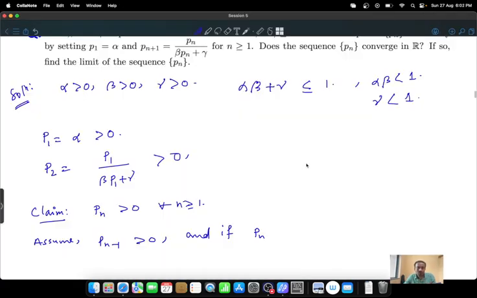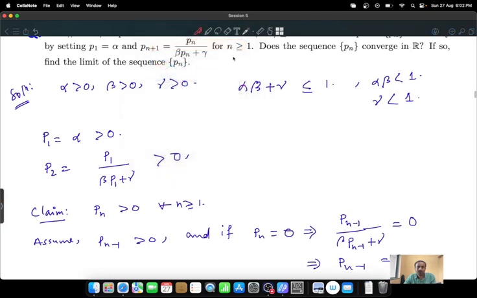And you want to show the next term is positive. So that means you want to show this is positive. Without loss of generality, you assume that this is 0 by contradiction. So if that is 0, what is the formula of Pn? If you put here n minus 1, then you get P(n-1) by beta P(n) plus gamma, that is 0. This implies P of n minus 1 is 0, but you have assumed that is positive, so that is a contradiction actually.